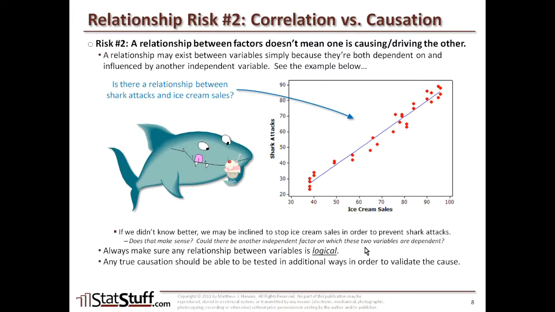If there really is a causation between the variables that you're comparing, you should be able to test it in additional ways so that you can validate that cause. For example, if I was running between these two values and I see this relationship, I should be able to run it in many different ways as well, such as other parts of the year, or other ways of breaking down the data according to other factors or groups, and I should be able to see that relationship exist.